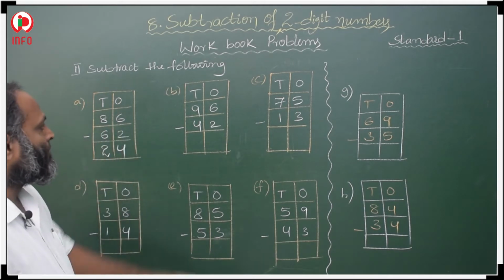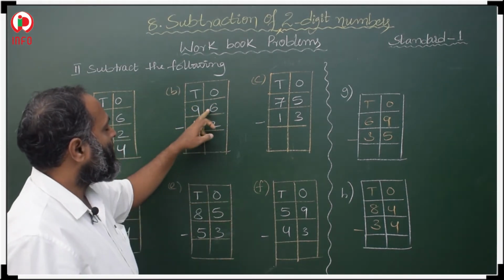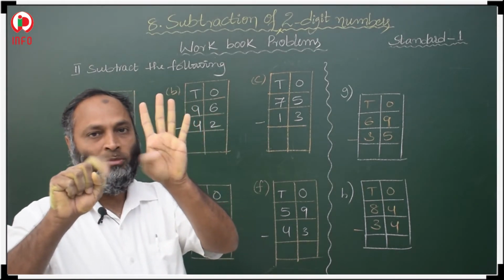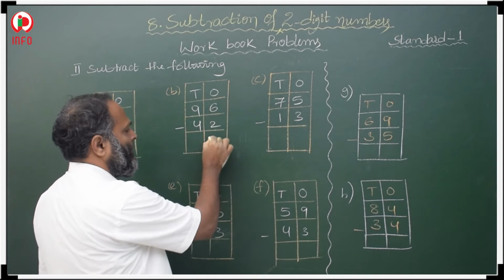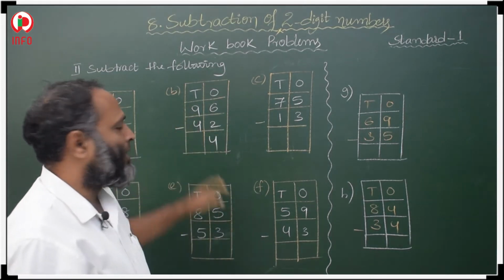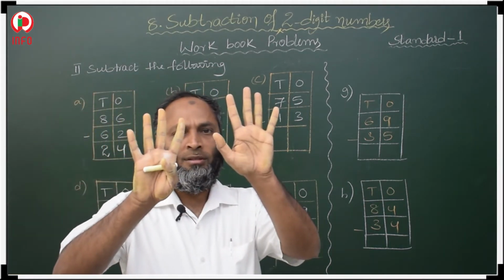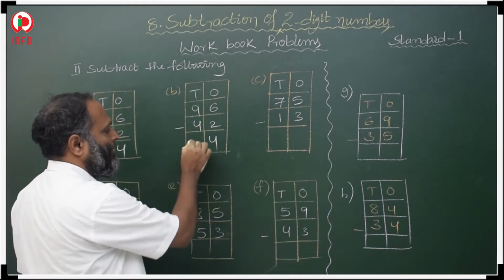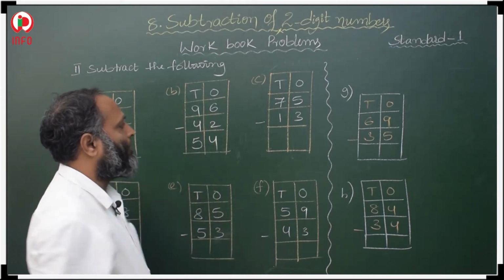Okay. Then here, 6 minus 2 again. Open 6 fingers and close 2 fingers. 6 minus 2 is 4. 4 in ones place. 9 minus 4: open 9 fingers, close 4 fingers. 9 minus 4 is 5. 5 in tens place. 54.